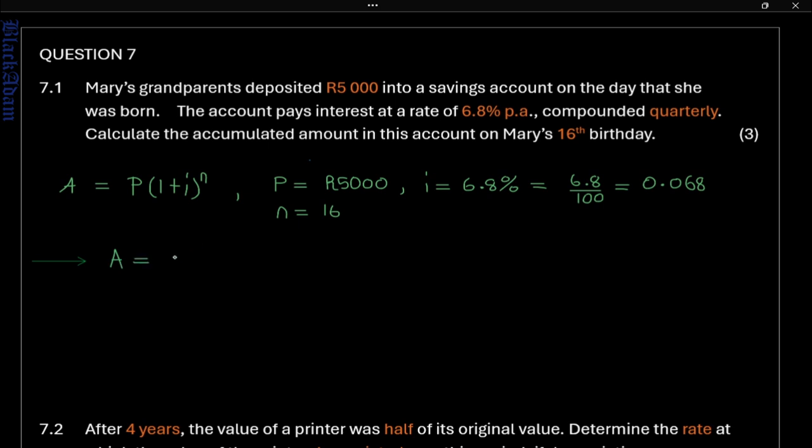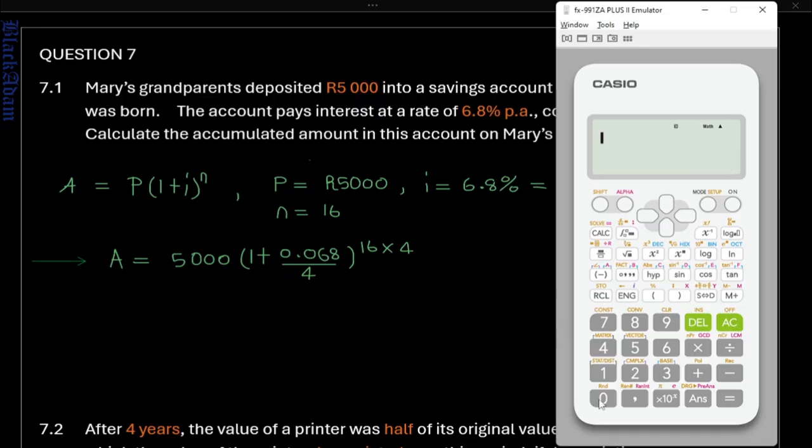So the accumulated amount is 5,000, and then open brackets 1 plus the interest, 0.068 divided by 12 months. Is it quarterly? Yeah, it has to be 4. Quarterly means 4 intervals. So the interest is divided by 4, and the number of terms is 16 times 4, so 0.068 divided by 4.